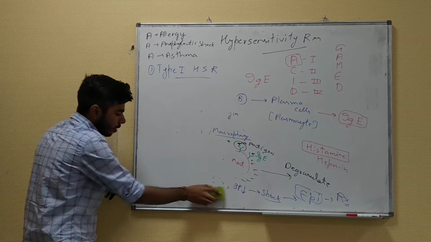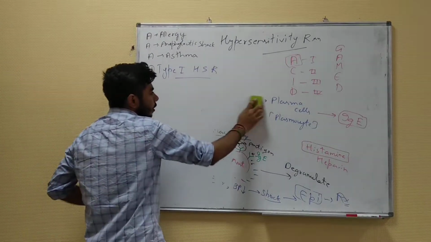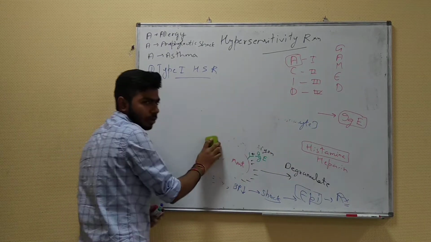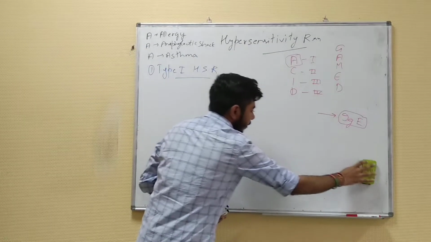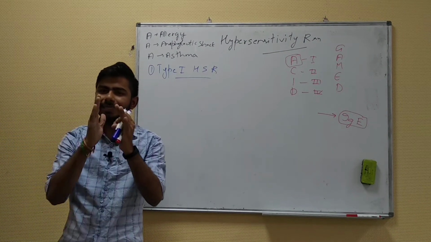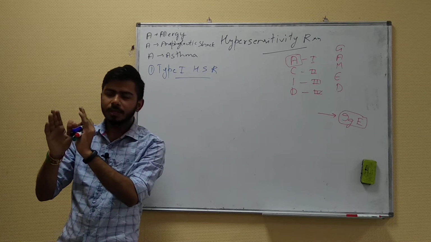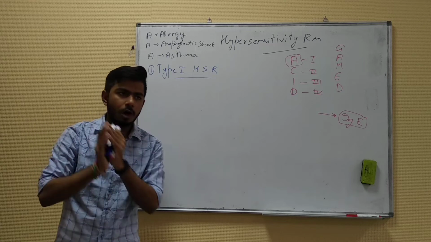Now let's talk about the type 2 hypersensitivity reactions. If you talk about this mnemonic, C stands for cytotoxic. So type 2 hypersensitivity is the cytotoxic hypersensitivity. If you break down this term, cyto means cell and toxic means something bad is going to happen to that cell. So cytotoxic. Now how will this happen?